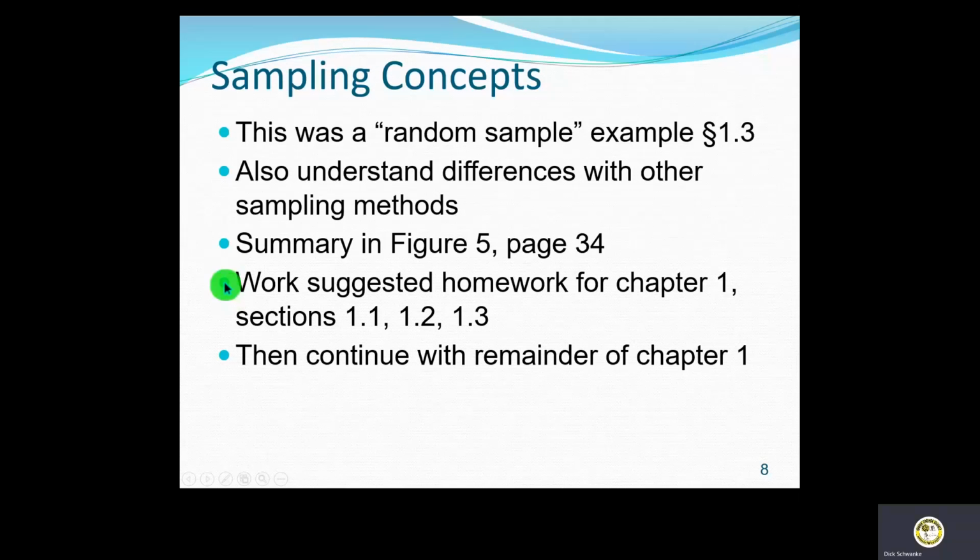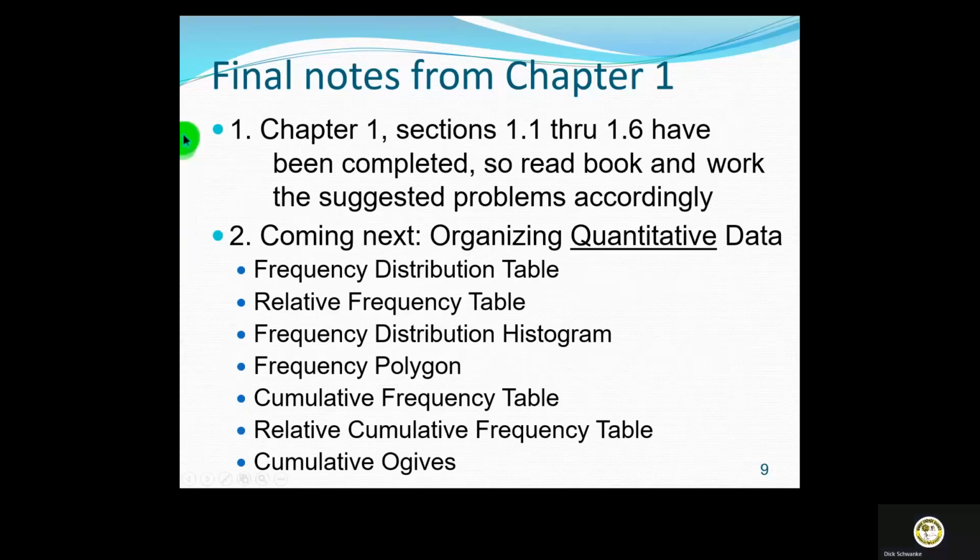So at this point, I would suggest you work some of the homework problems from chapter 1 in sections 1.1, 1.2, and 1.3. Work those problems, and then go ahead and continue with the remainder of chapter 1. So in chapter 1, our first piece, we have 6 sections, 1.1 to 1.6. We've finished them off basically. So read the book, work the suggested problems. And then coming up next, we're going to take a look at organizing quantitative data.